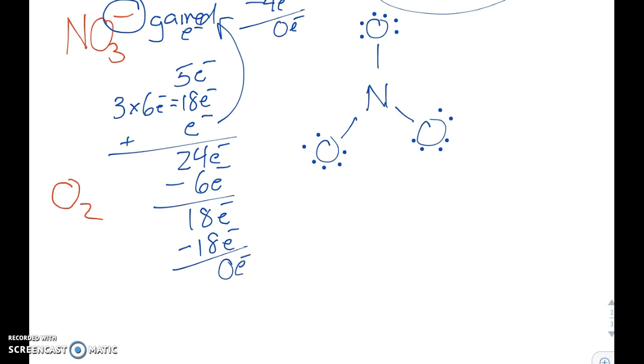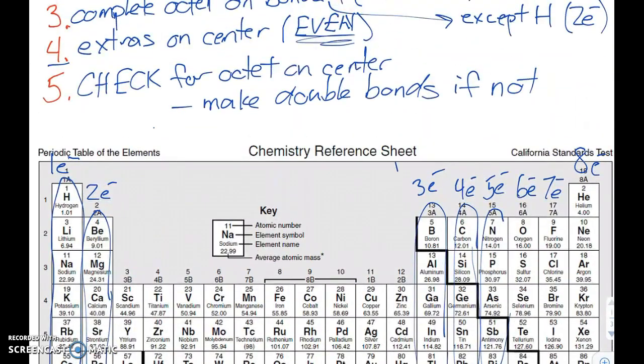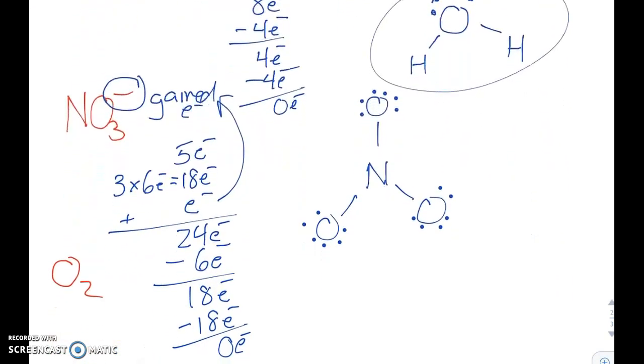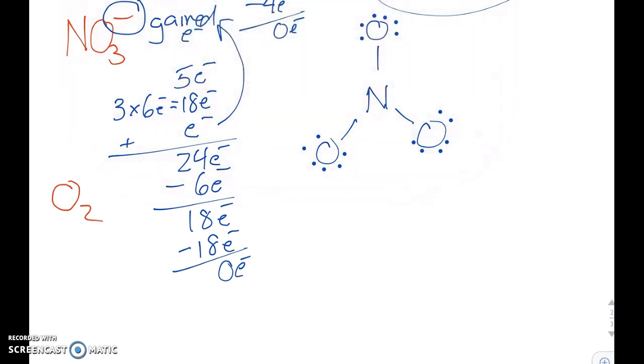Okay. Now this is an example of when that last step kicks in. That last step was check for an octet on the center. So let's go back and look. If we are going to count there, how many electrons are on that center nitrogen? If you look, we've got 1, 2, 3, 4, 5, 6, and that's actually short of an octet.